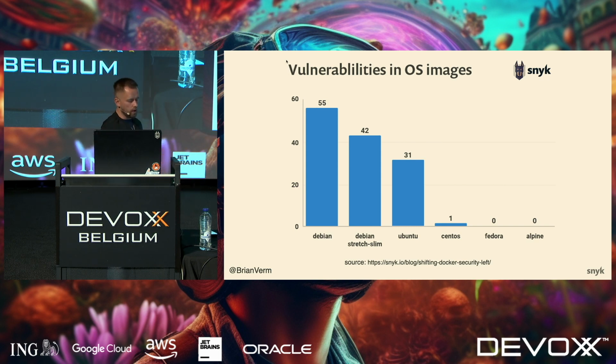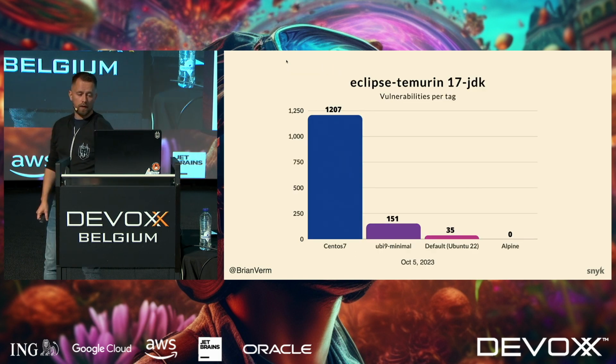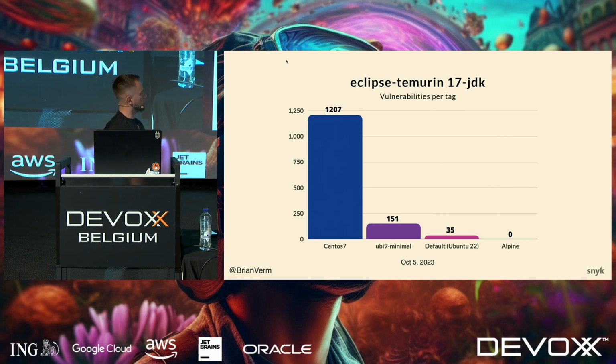Well, I did some research on JDK 17 this morning on the Eclipse Temurin JDK images, and you see that it makes a lot of sense to pick the right one. The default is based on Ubuntu 22 and has 35 vulnerabilities at this point, at least this morning. Maybe somebody solved one or somebody found one. But if you base it on the CentOS 7 distribution, you will get approximately 1,200 more, which is fun if you're keeping score, but probably not what your boss wants.